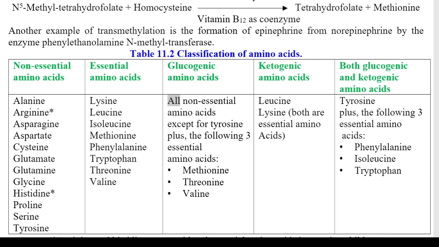All non-essential amino acids, except for tyrosine, plus the following essential amino acids: methionine, threonine, valine. Leucine, lysine: both are essential amino acids. Tyrosine plus the following three essential amino acids: phenylalanine, isoleucine, tryptophan.